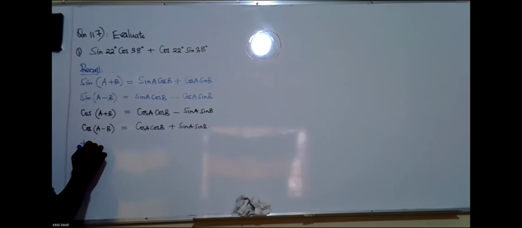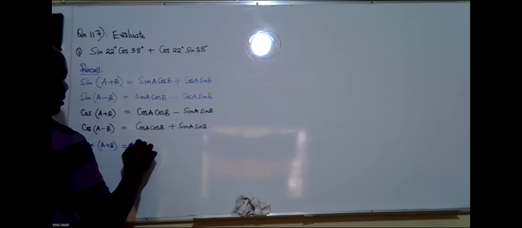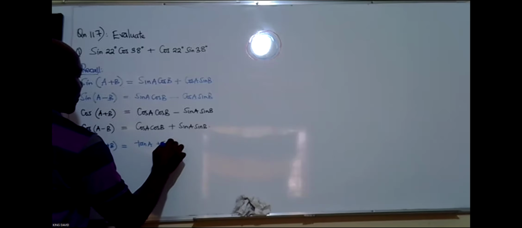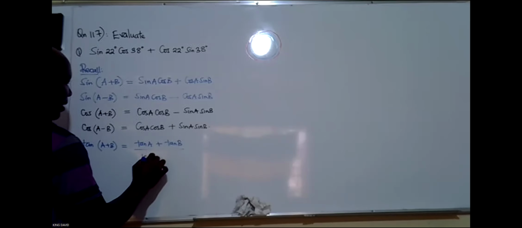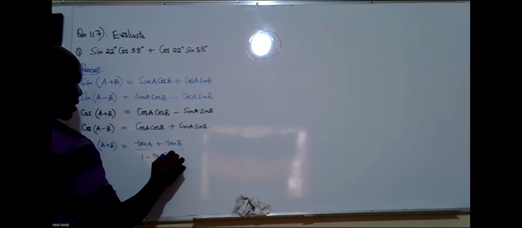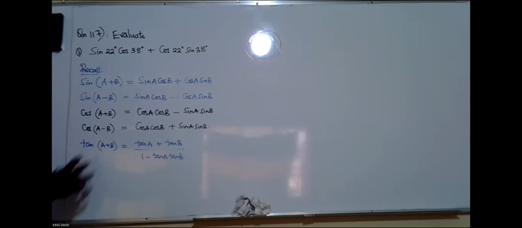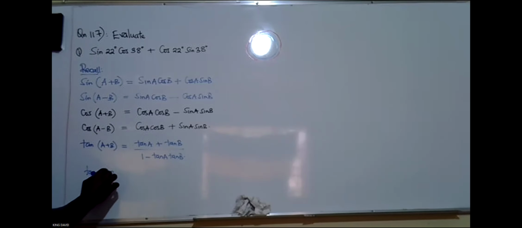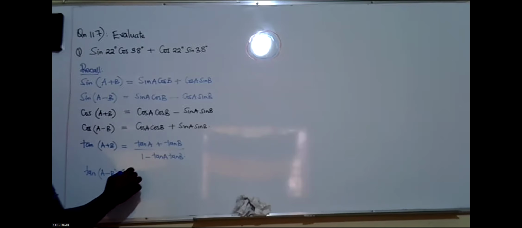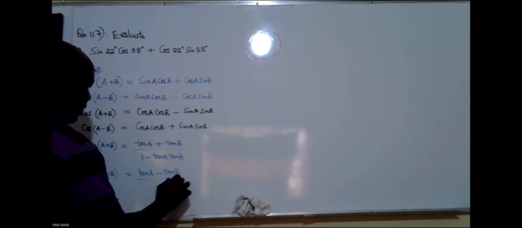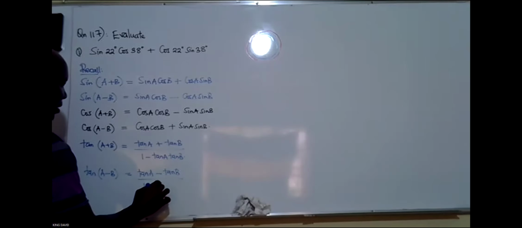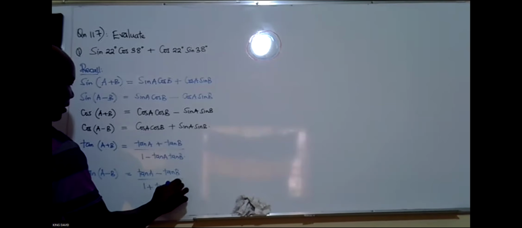Then tan of A plus B. This is given as tan A plus tan of B out of 1 minus tan A tan B. We should be able to prove that. Tan of A minus B, if it is A minus B, this should be equal to tan A minus tan of B out of 1 plus tan A tan B.